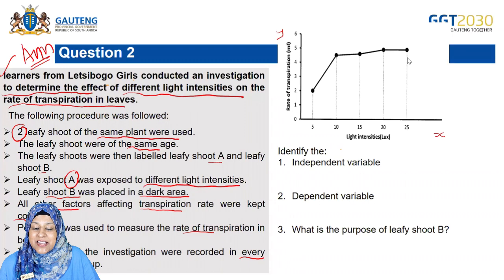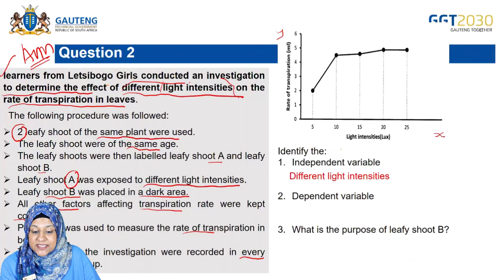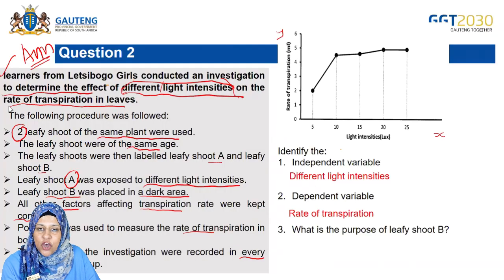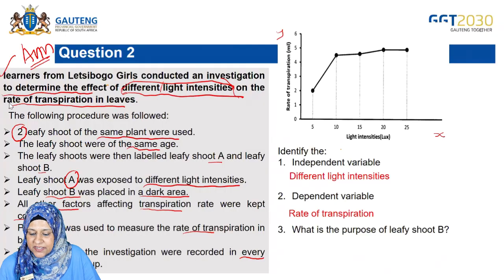What is the independent variable? Let's go to the aim. Conducted an investigation to determine the effect of different light intensities on the rate of transpiration. So, did you say different light intensities? Right? It was not one light intensity. It was different light intensities. Therefore, we use the word different here. And your dependent variable is the rate of transpiration in leaves.